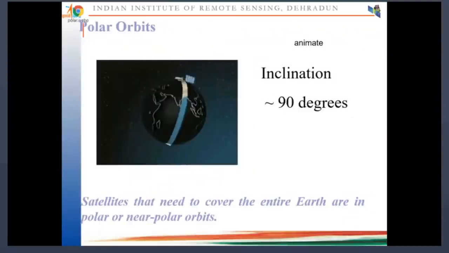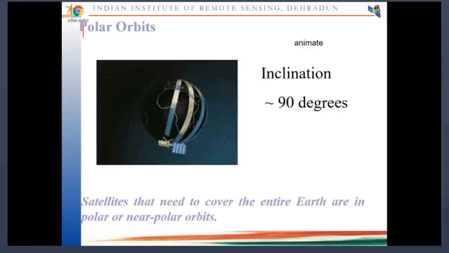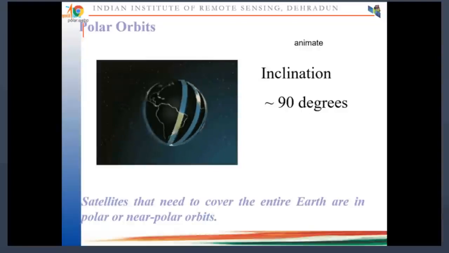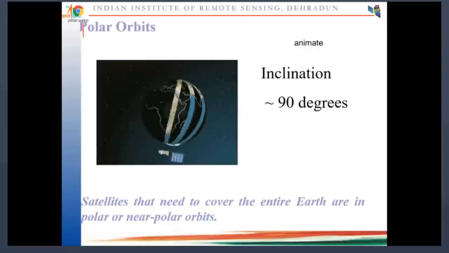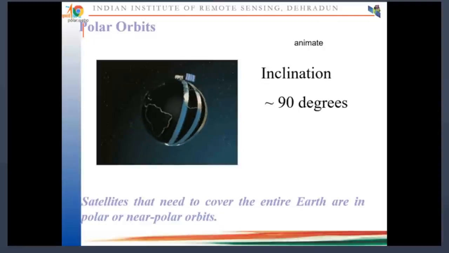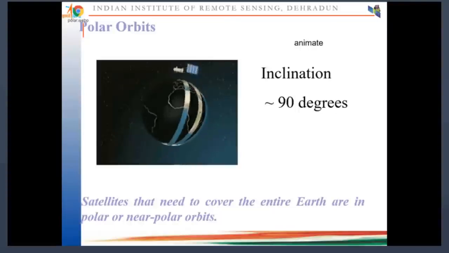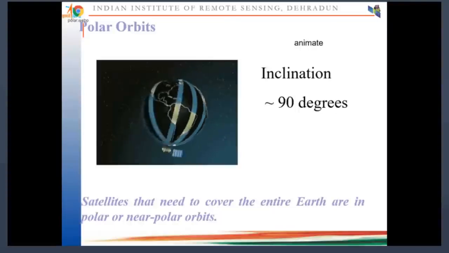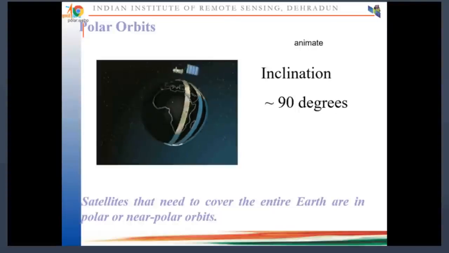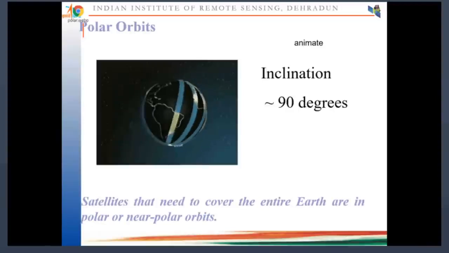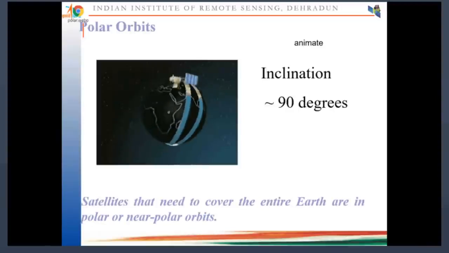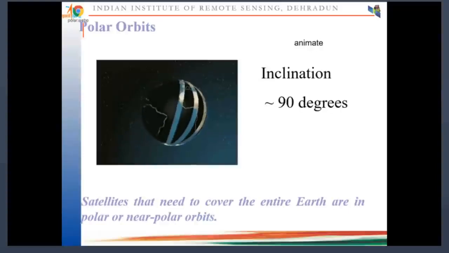Now, if I want to cover the entire globe, I should be looking at orbits like polar or near polar orbits. For example, which is shown here, Earth keeps rotating from west to east, and the satellite keeps moving from north to south, or south to north, or vice versa. So this way, you can cover the entire Earth in different periods of time, depending on at which distance you have placed the satellite in the orbit.